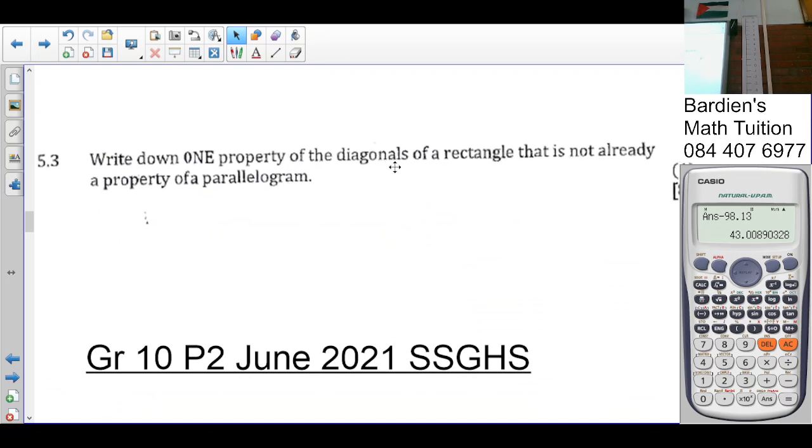People, 5.3, this is the next question. Write down one property over the angles of a rectangle that is not already a property of a parallelogram. The angles are equal in a rectangle.